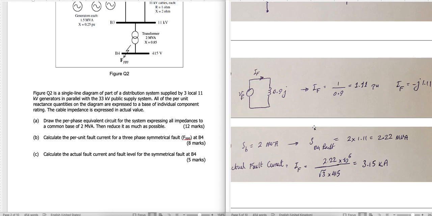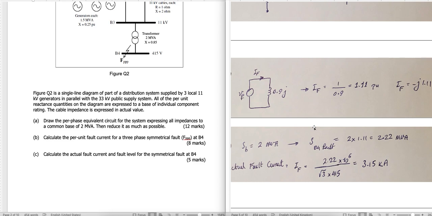So now we need to convert the per unit to ampere and to MVA. So actual fault current is in amp and actual fault level is in MVA. So for MVA, we are fine. We have the common base power. We just need to multiply by this value. You see, 2 MVA is given. This is the base power. You multiply it by this fault, and you get 2.22 megavolt ampere. This is called actual fault level, which means actual fault power.